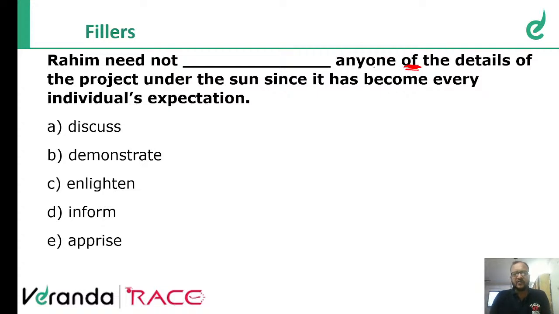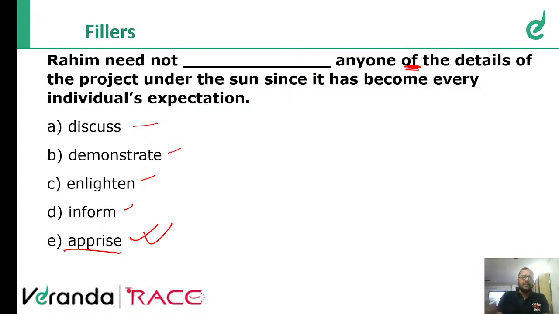Here we have used of. So it should be apprise. Apprise means inform about, enlighten about. Demonstrate and discuss are used without any preposition, but apprise will be followed by of. So Rahim need not apprise anyone of the details. Apprise means inform, so it means inform anyone about. So apprise means inform, followed by of.